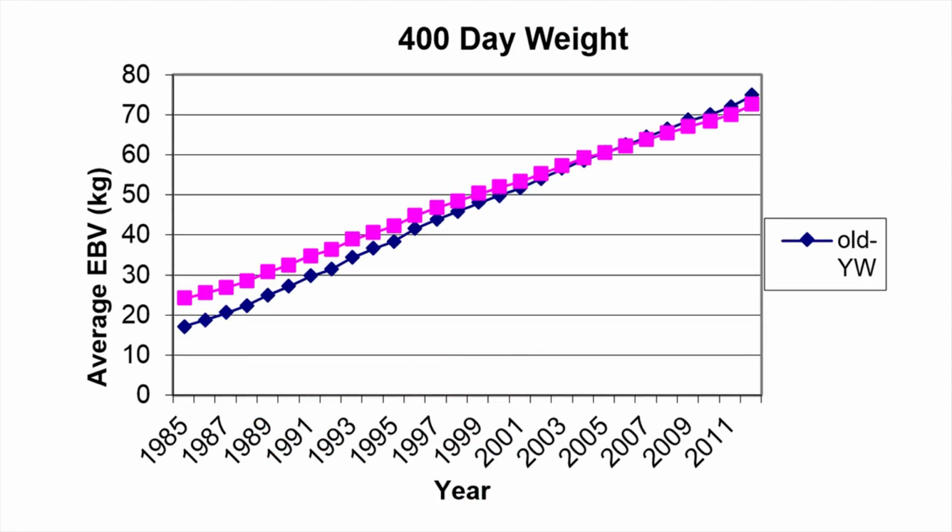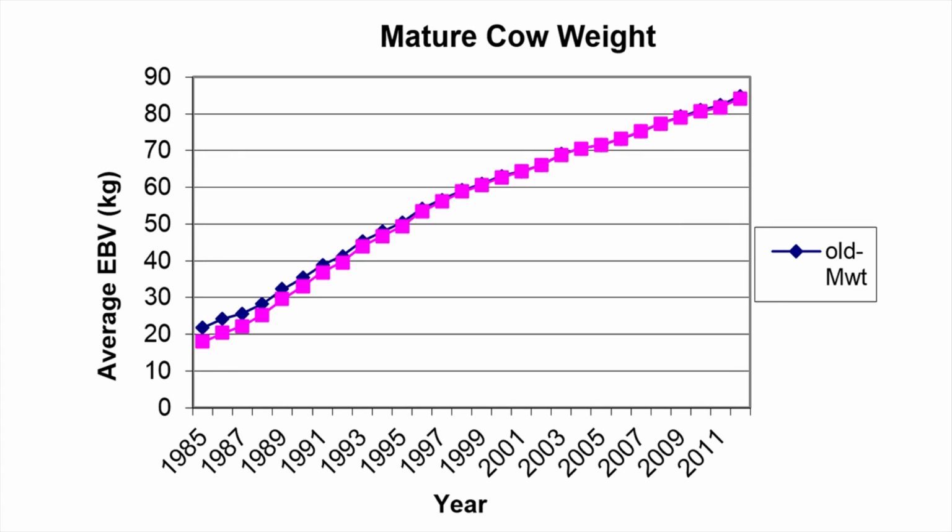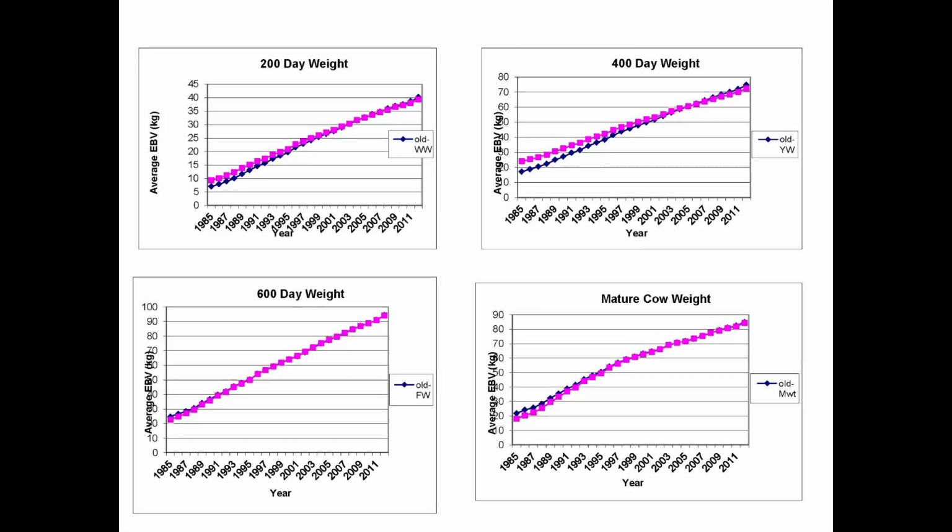We see a bit more difference back 20, 30 years ago, but in recent years the trend is virtually identical. 600-day weight, absolutely no difference whatsoever. Mature cow weight, almost no difference. So what all this is saying is that the parameters that we've worked out in the big lot of new data in the last 10 or 12 years, they're not actually changing our underlying understanding of most traits by very much. It's confirming that they were already pretty good.